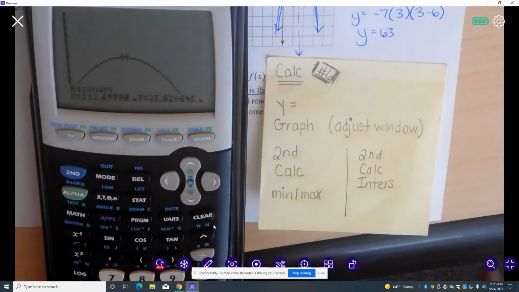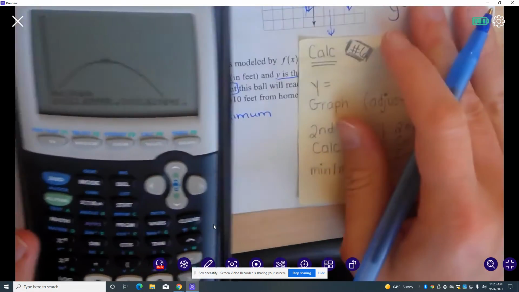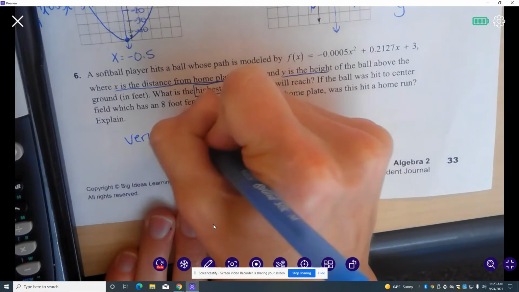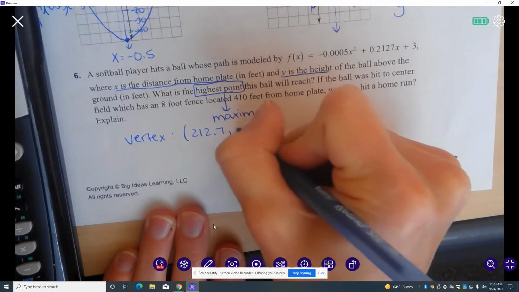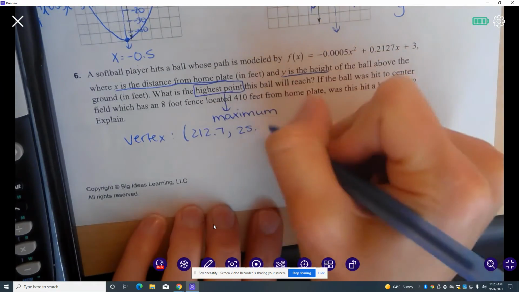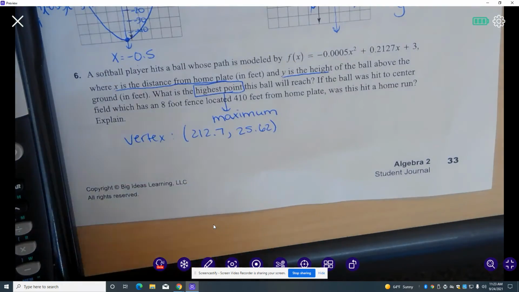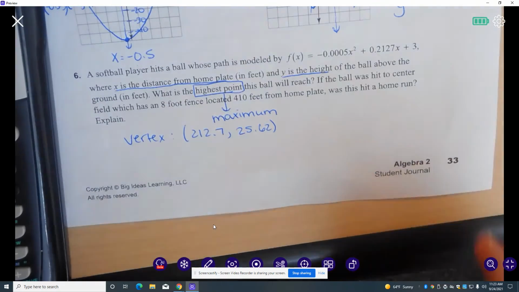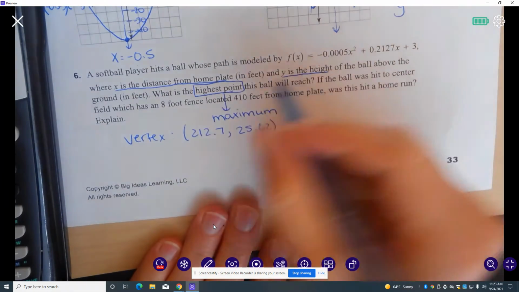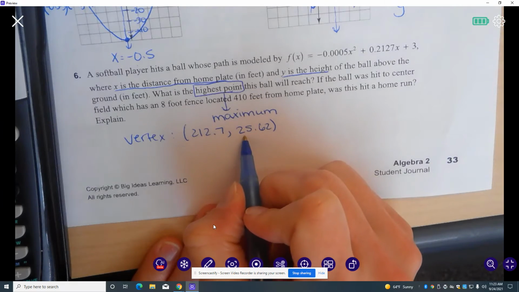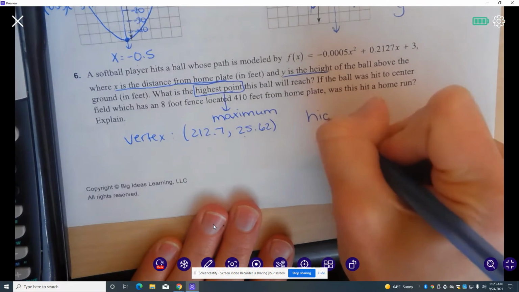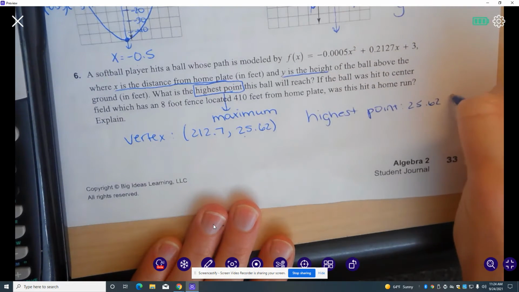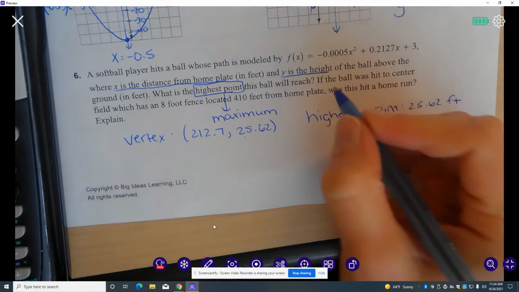And it will give me, okay, my vertex is located at, I'm going to write this down here. The vertex is at 212.7, 25.62. And it gave that to me by giving me the x value and the y value of that point. So what that means is the highest point, or the maximum, that this ball reaches is 25.62 feet. So the highest point is 25.62 feet. Okay. That's part of my answer.